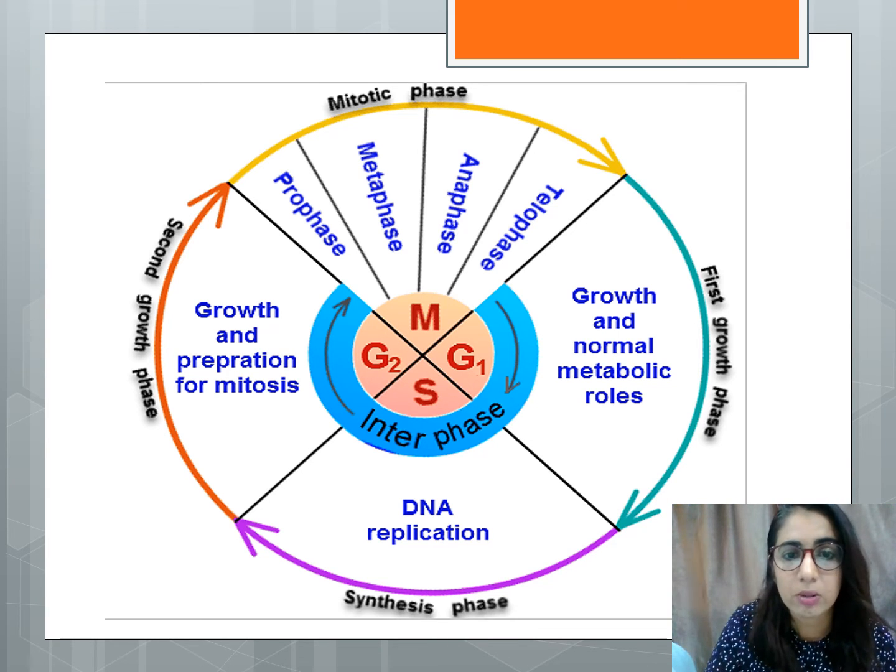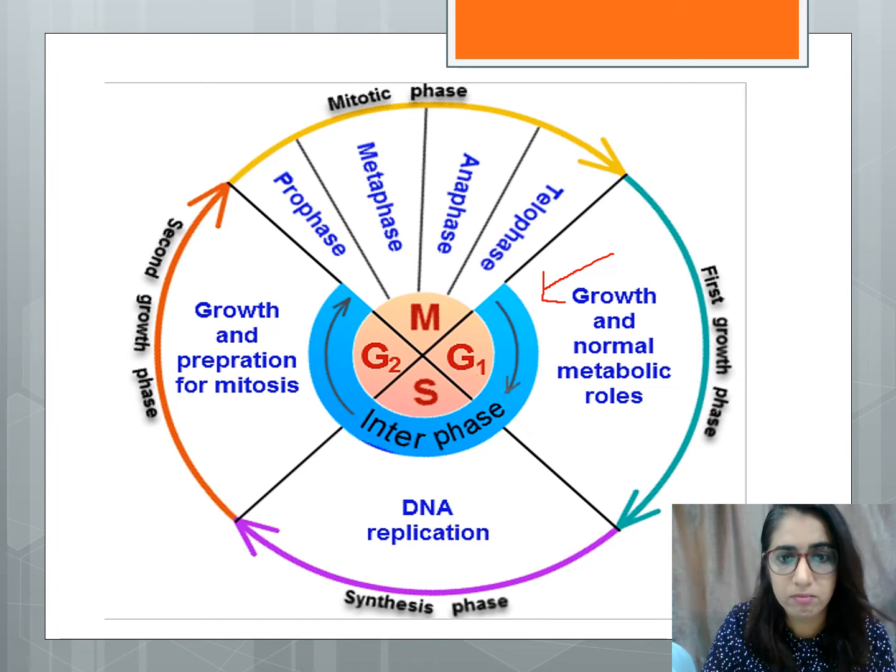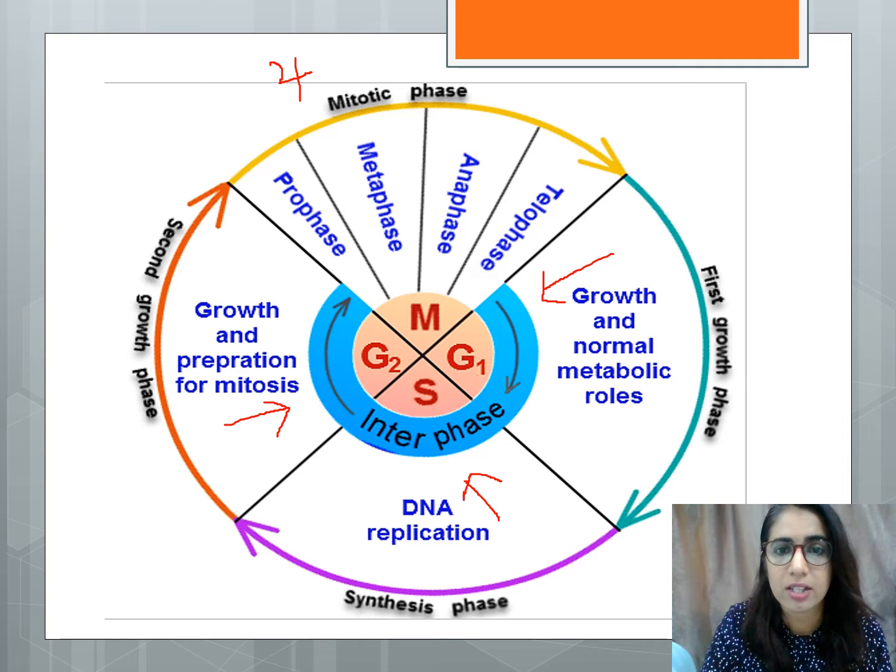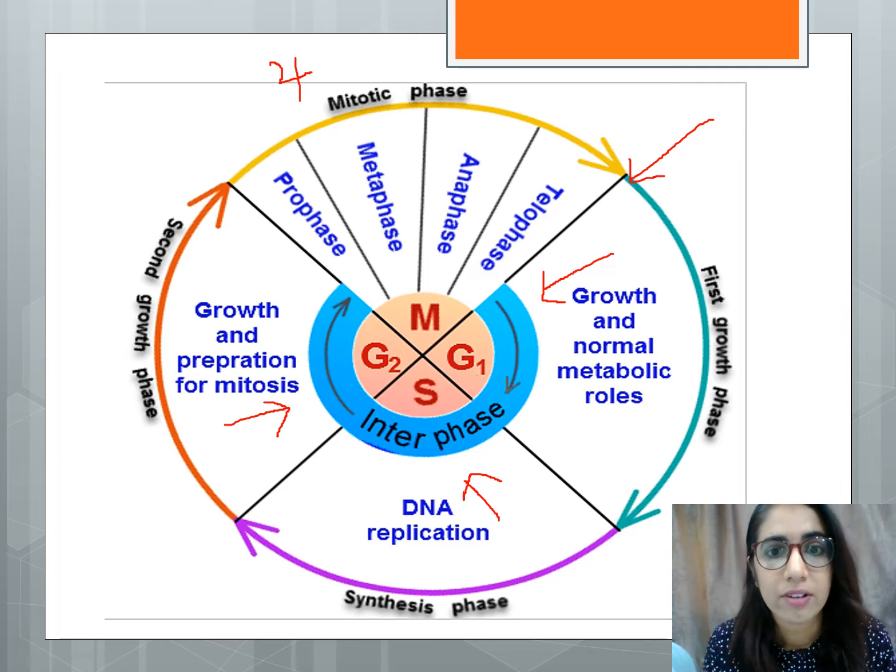I will repeat. Look at the G1 phase, the growth and normal metabolic phase, growth phase number 1. Then we have the S phase, which is DNA replication, and then the G2 phase, where growth happens together with preparation for mitosis. Number 4 is the mitotic phase. And after that we have the cytokinesis phase, where the cytoplasm divides and 2 cells are formed.